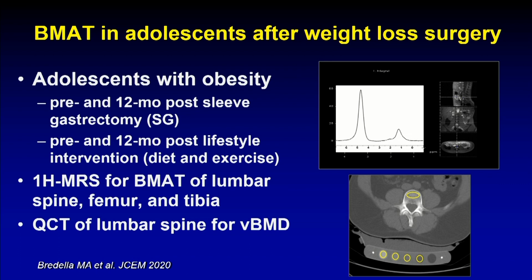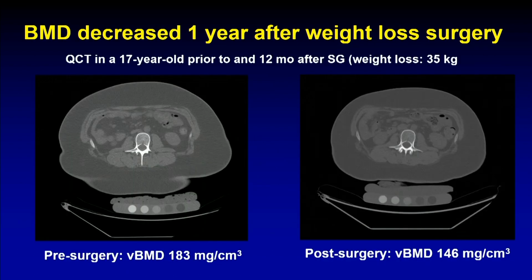And we performed spectroscopy of their bones to look at bone marrow adipose tissue, and we also did QCT to look at their bone mineral density. And this is just an example of a 17-year-old before and 12 months after weight loss surgery. And you can see on these CT images, usually the BMI pre-surgery was in their 40s, 47, I think, was average. And they lost about 30 to 35 kilos. This patient lost 35 kilos. But they were still obese, they had a BMI of 35, but you can see there was a lot of reduction in fat mass.